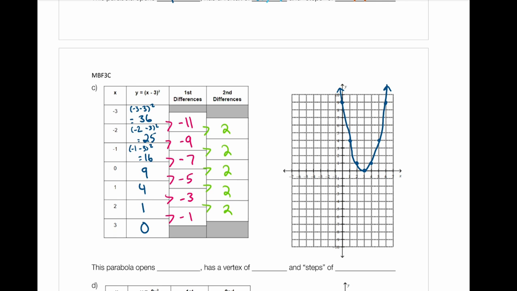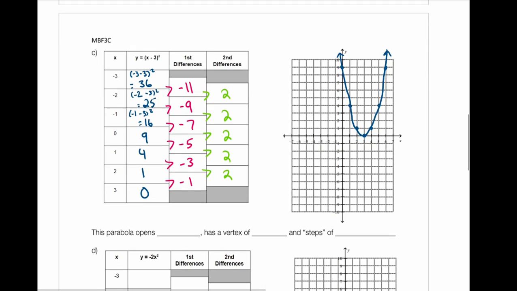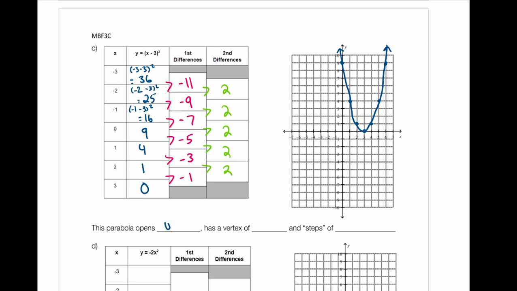And that is our parabola. In this case, the parabola opens up, because the opening is going up. It has a vertex where the lowest point is at 3, 0. And it has steps of, again, the same thing. If I look at one step over and going up, it's a step up of 1. The next one is a step up of 3. The next one is a step up of 5. So the steps are still 1, 3, 5.